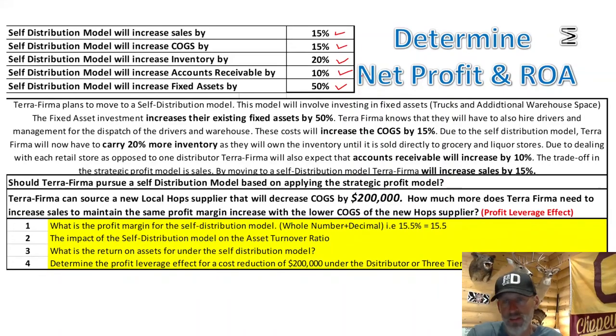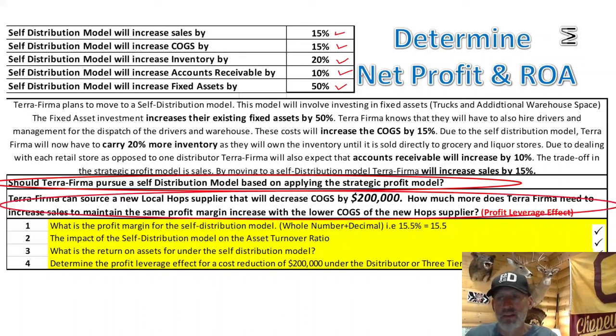So with this model, you're going to ask yourself, should Terra Firma pursue this? Does it make sense? You're going to do that by applying the strategic profit model. I'm going to ask four questions. What is the profit margin for the self-distribution model? You've already seen it for the distributor model. What's the impact of self-distribution on the asset turnover? Does it go up or down? What is the return on assets under the self-distribution model? Then lastly, I'm going to apply again the profit leverage effect.